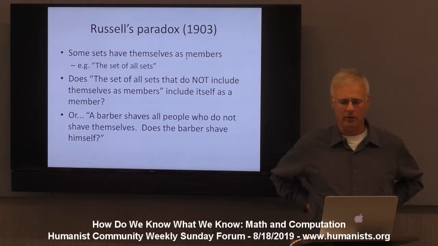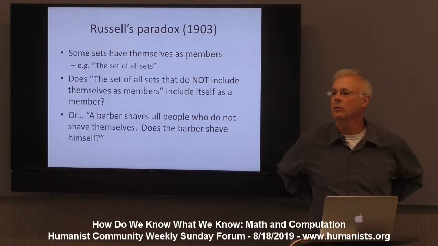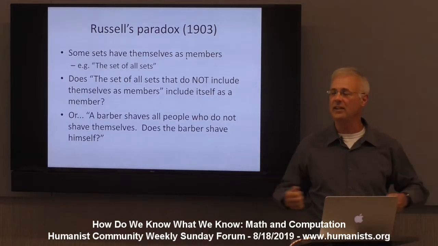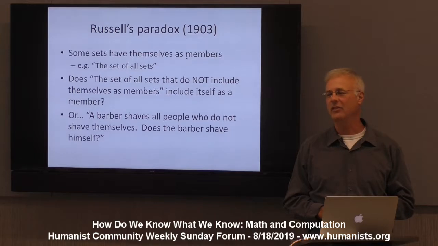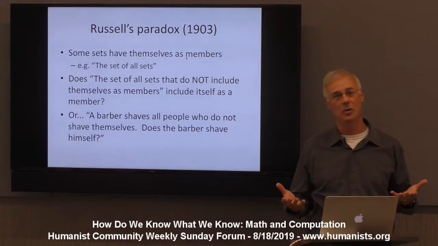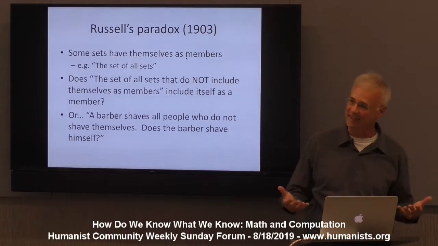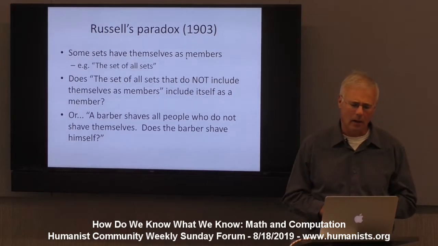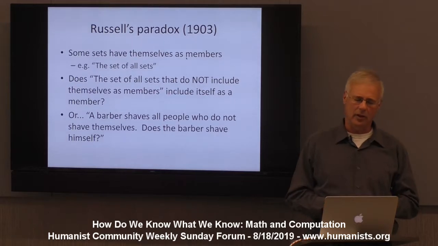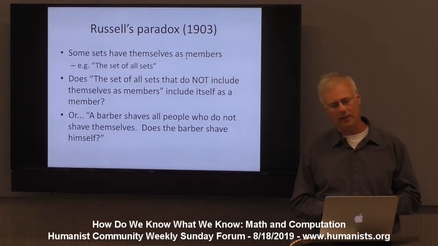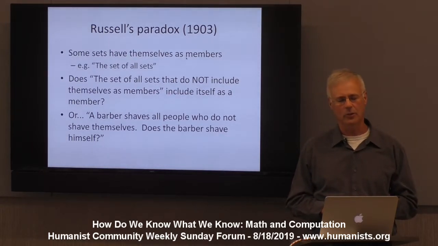And the Russell's paradox goes like this. Some sets contain themselves as members. So in particular, for example, the set of all sets must have itself as a member, because the set of all sets is a set. And so it must be a member of the set of all sets. So then he asked, does the set of all sets that do not include themselves as members include itself as a member?